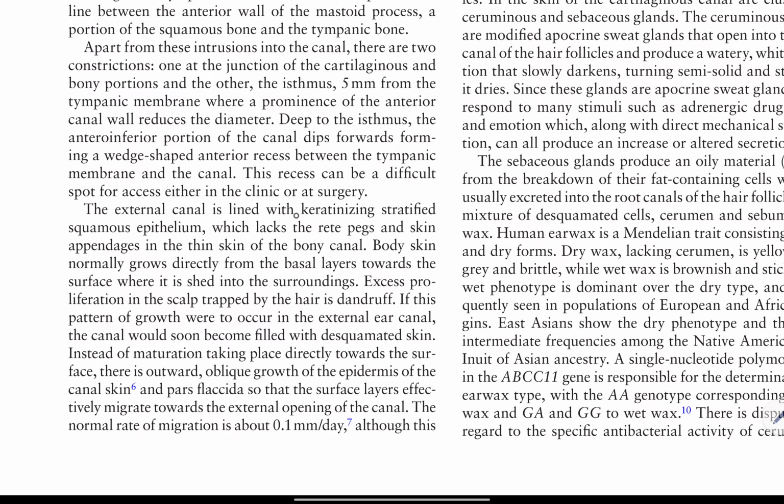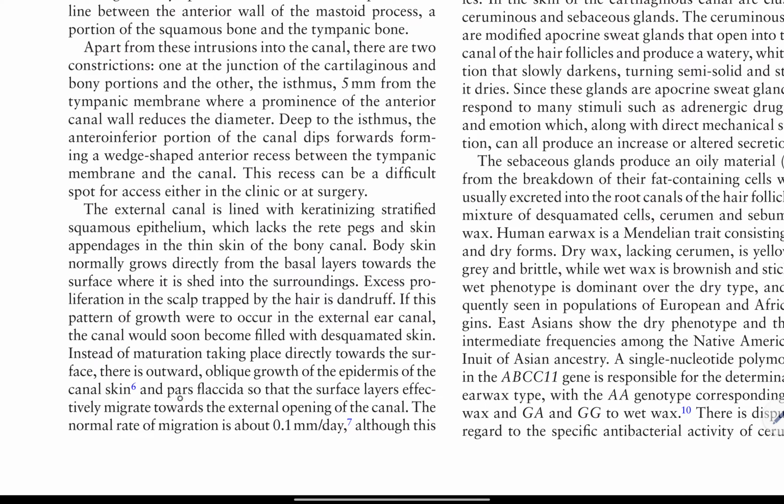The external canal is lined with keratinizing stratified squamous epithelium, which lacks the rete pegs and skin appendages in the thin skin of the bony canal. The body skin normally grows directly from the basal layer towards the surface where it sheds into the surroundings. Excess proliferation in the scalp trapped by the hair is dandruff. If this pattern of growth were to occur in the external ear canal, the canal would soon be filled with desquamated skin.